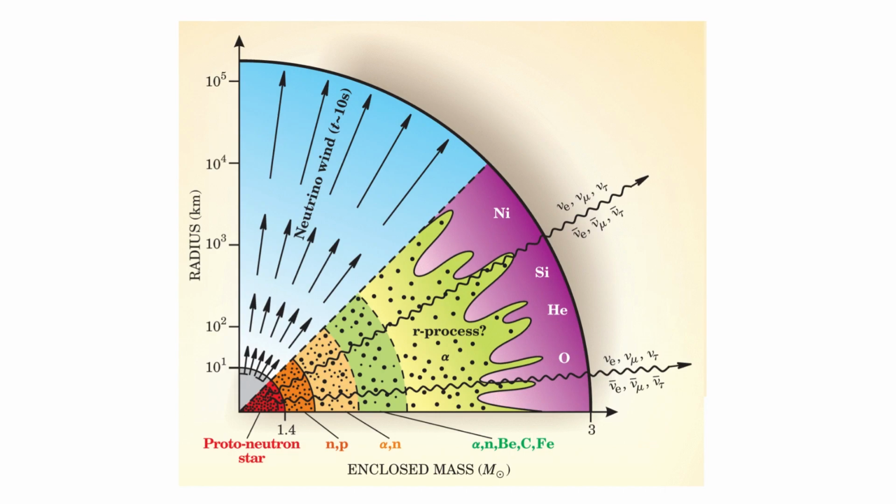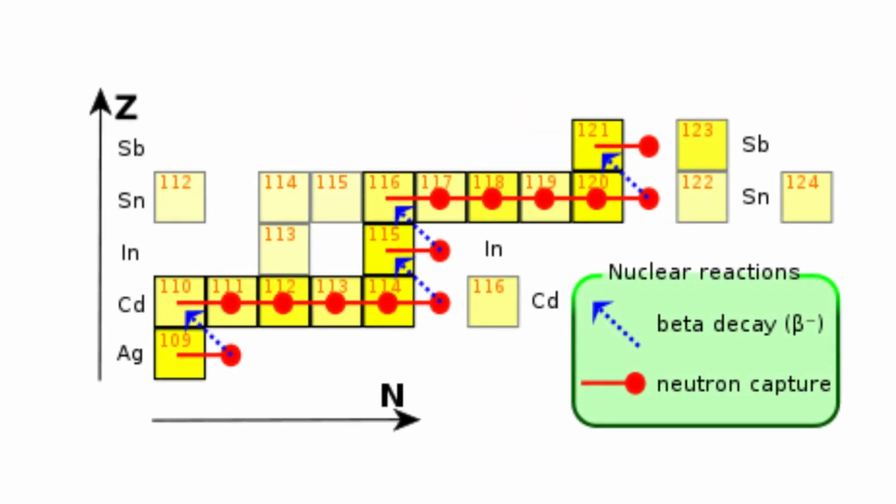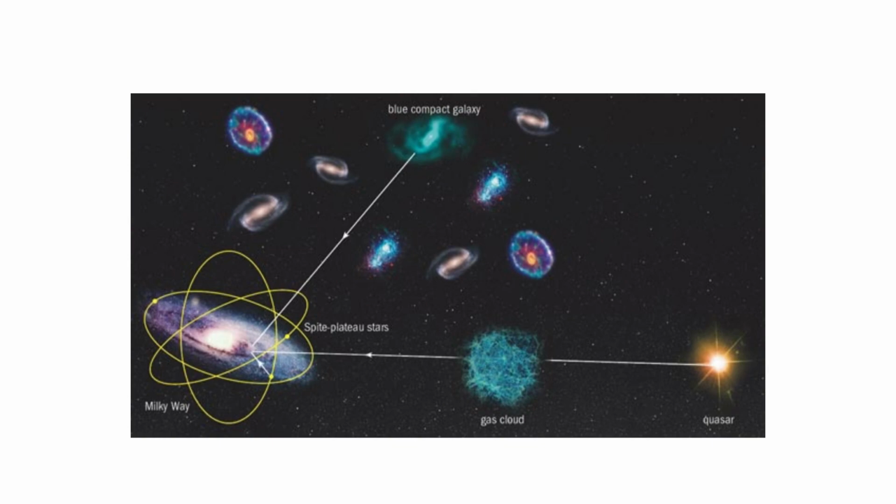Sixth, R process and S process nucleosynthesis. During the supernova explosion, some elements are formed through a process called the R process, which involves a rapid neutron capture. Other elements are formed through the S process, which involves a slower capture of neutrons. These processes can create additional heavier elements like lead and thorium.